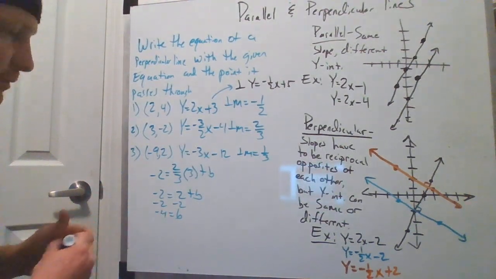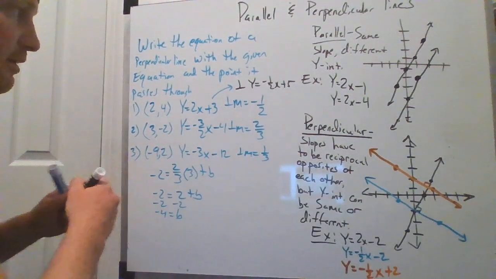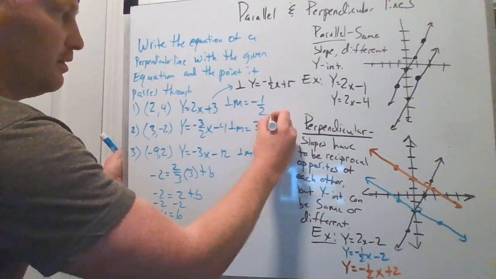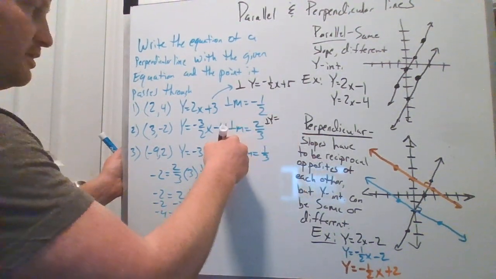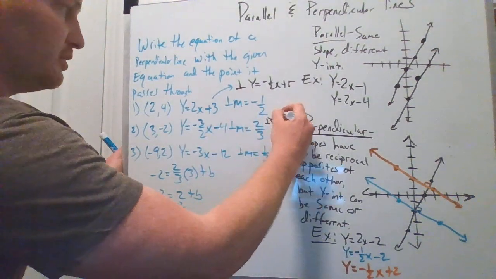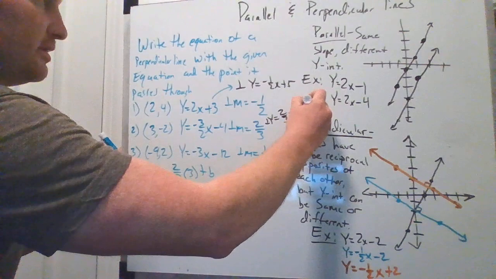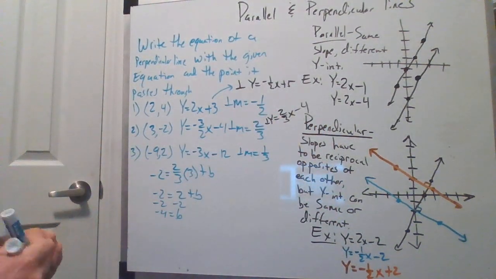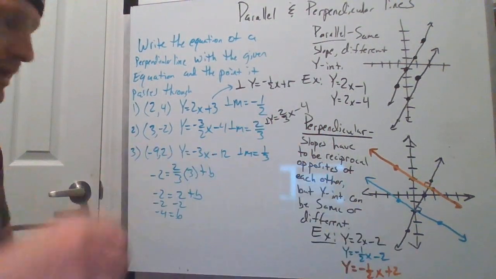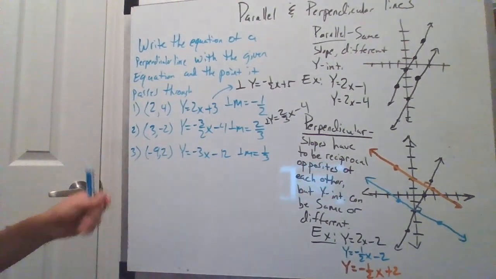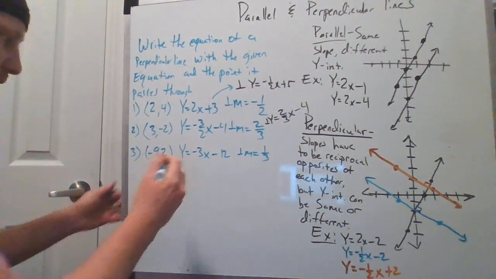-4 = b. I know the perpendicular of this one is going to be y = 2/3 x - 4 for that one. And last but not least, we'll do this one down here, a little more room for it.